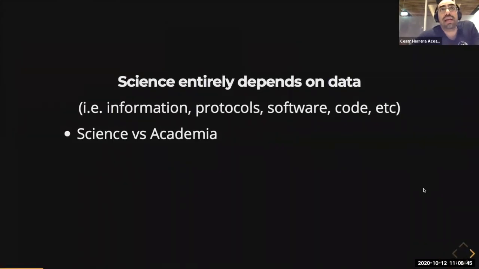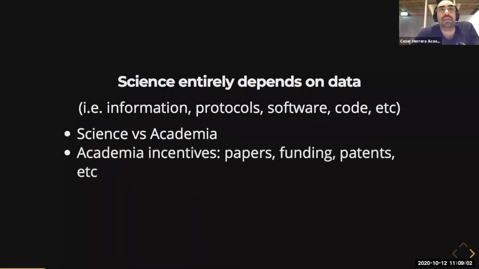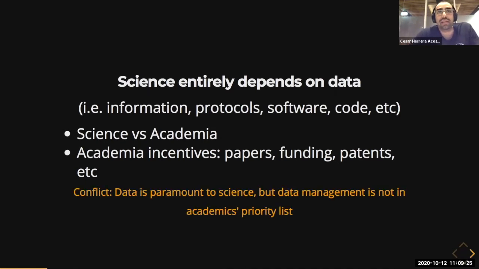I think that we also can agree that science centrally depends on data. Again, remember when I say data, I am talking about information, data itself, but also protocol, software, and code. But something that is important to notice as well is that science and academia, while they are related, are not the same. I'm mentioning this because academia incentivizes metrics like papers, funding, patents, novel ideas, but doesn't necessarily incentivize good data management. People don't get promoted because they practice good data management. They get promoted because they get funding, they get papers, right? So for me, this creates a conflict: while data is paramount to science, data management is not on the priority list of academics.